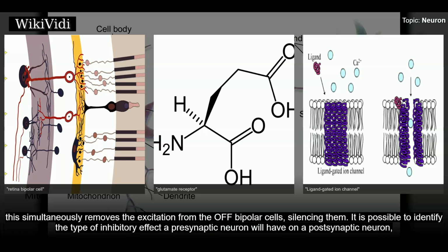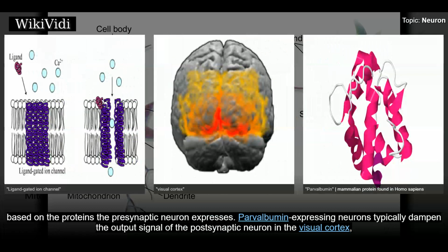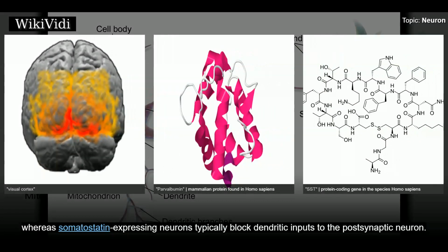It is possible to identify the type of inhibitory effect a presynaptic neuron will have on a postsynaptic neuron, based on the proteins the presynaptic neuron expresses. Parvalbumin-expressing neurons typically dampen the output signal of the postsynaptic neuron in the visual cortex, whereas somatostatin-expressing neurons typically block dendritic inputs to the postsynaptic neuron.